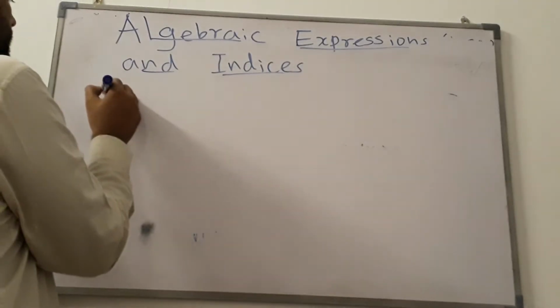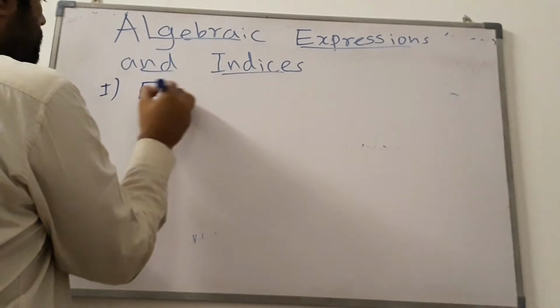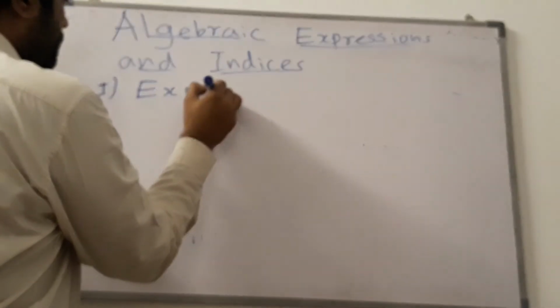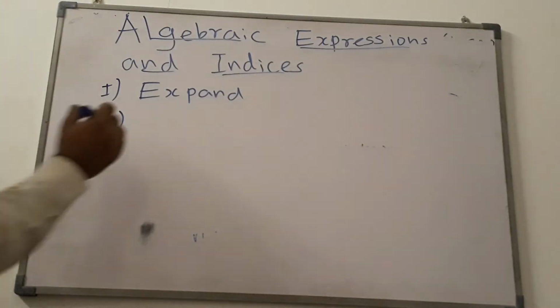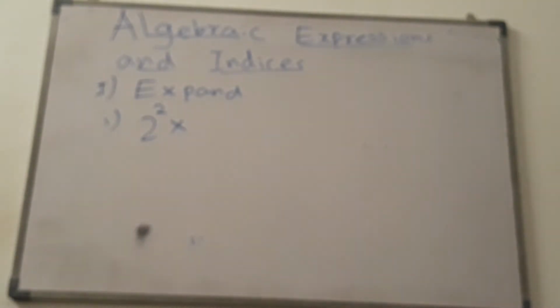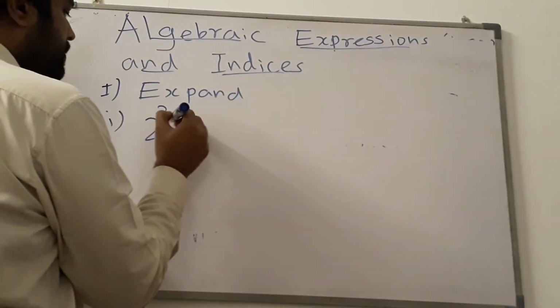First is expand. Expand, first question: 2 to the power 2 times p cubed and q to the power 2. 2 to the power 2, p to the power 3 and q to the power 2 together.